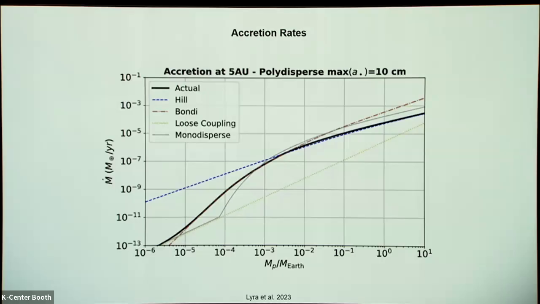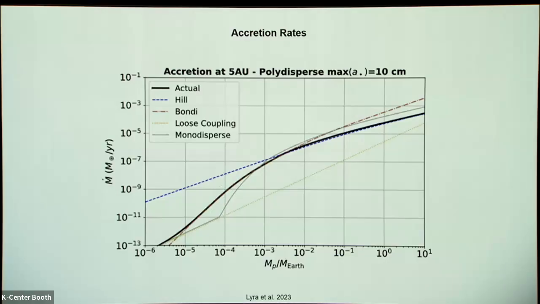What you see here, the gray is the monodisperse, right? If you only consider one size. So for the Hill accretion, it's fine. You are underestimating now if you use polydisperse, because you don't have only the biggest pebble. You have also pebbles that are not accreting too well. But in the Bondi case, you see here that there is a big change.